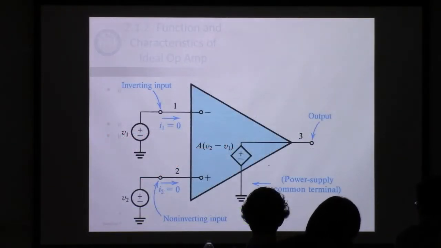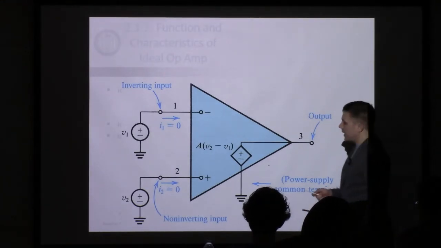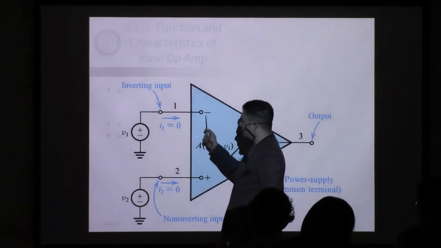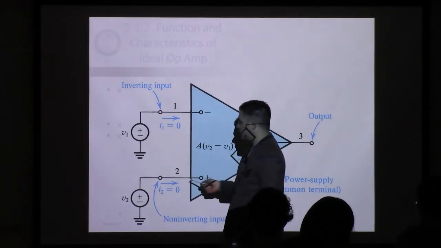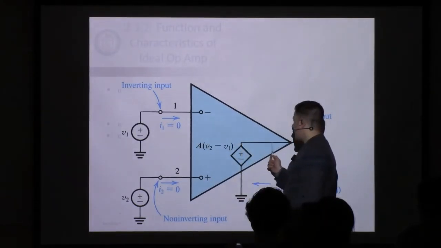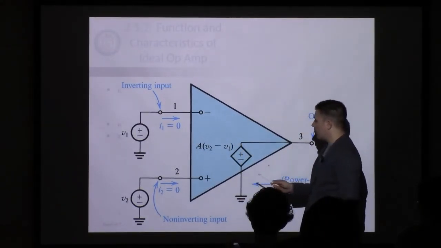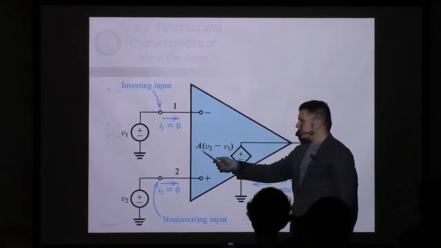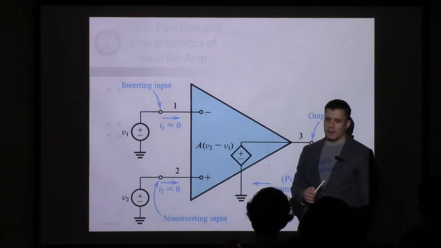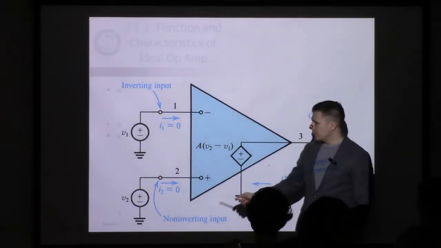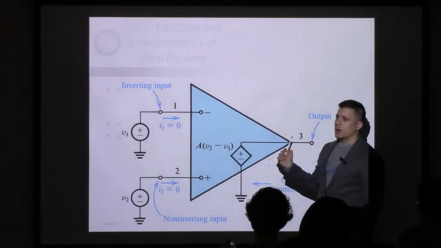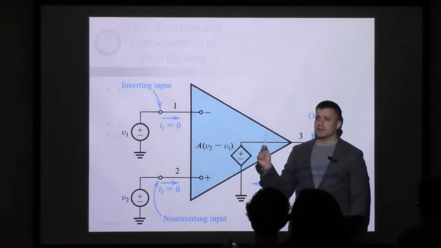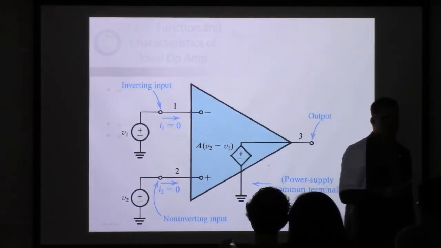So this is a picture from the book, simply showing some of the ideal characteristics. Again, the input impedances are infinite, so there's no current flowing into the input terminals. The output impedance is 0. So the output is just directly the gain times the difference between V2 and V1. You'll note here, this is what we call an open loop configuration because we don't have any negative feedback applied yet.